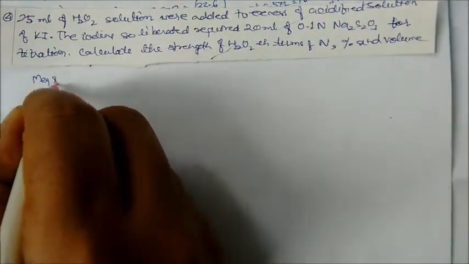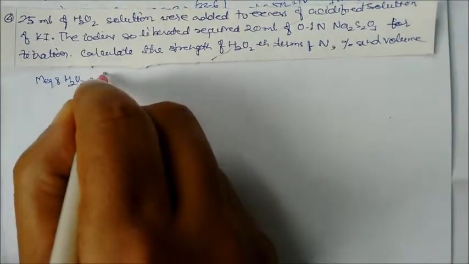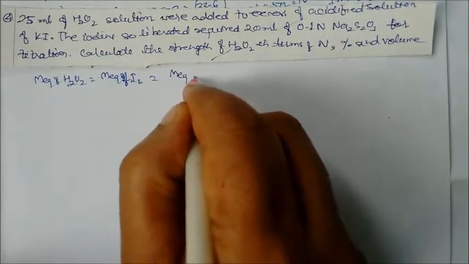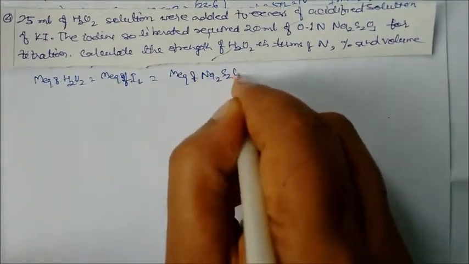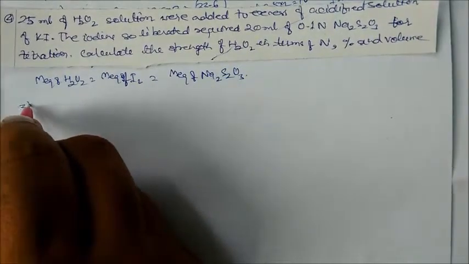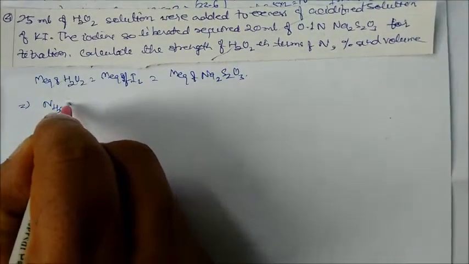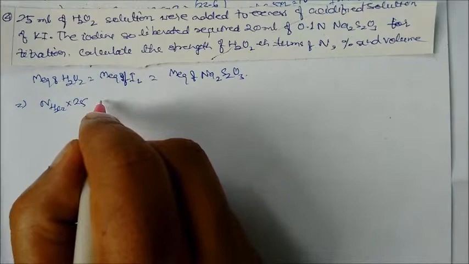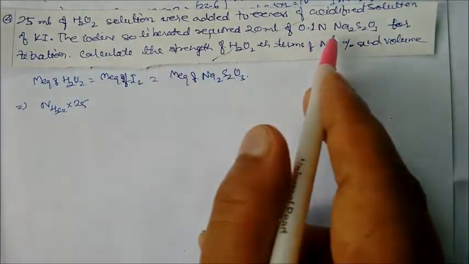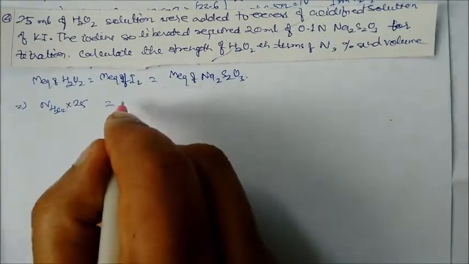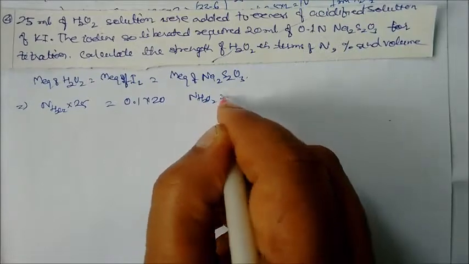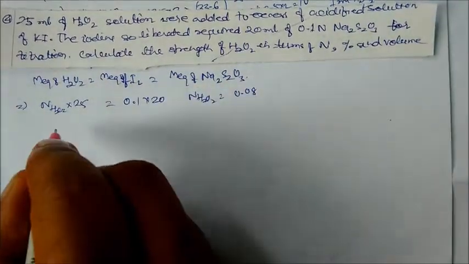So again we have to equate it. So here we write milli equivalent of H2O2 is equal to milli equivalent of I2, and this is again equivalent to milli equivalent of Na2S2O3. So again here we know that normality of H2O2 into, so here volume they have given 25, and milli equivalent of I2 is given here, which is titrated with this hypo. So directly we will write here hypo. So hypo is given here 0.1 into 20. So normality of H2O2 will be how much? 0.08.